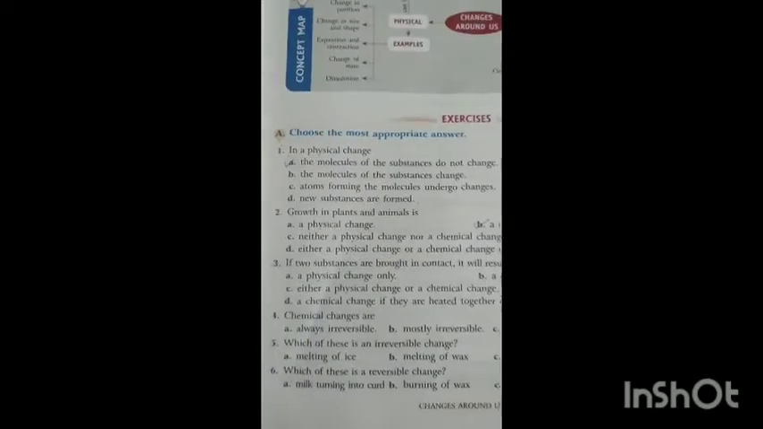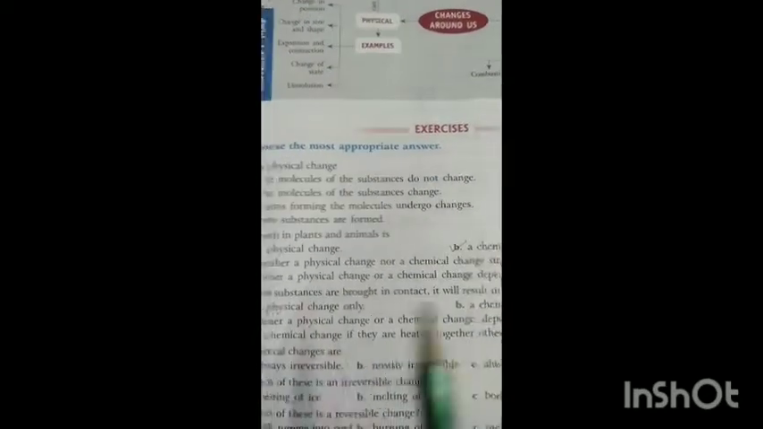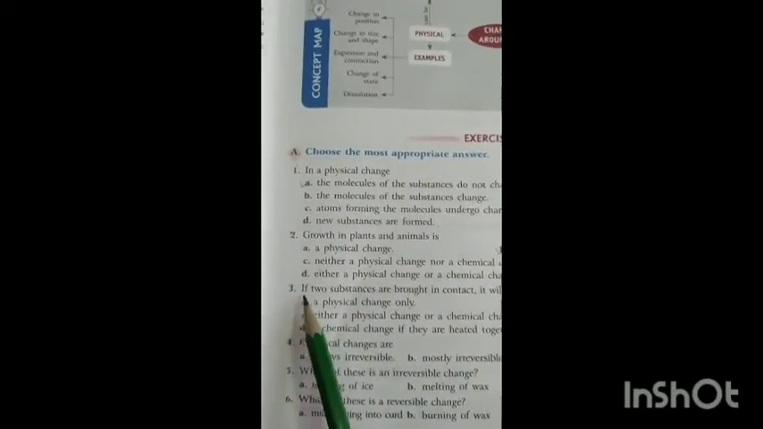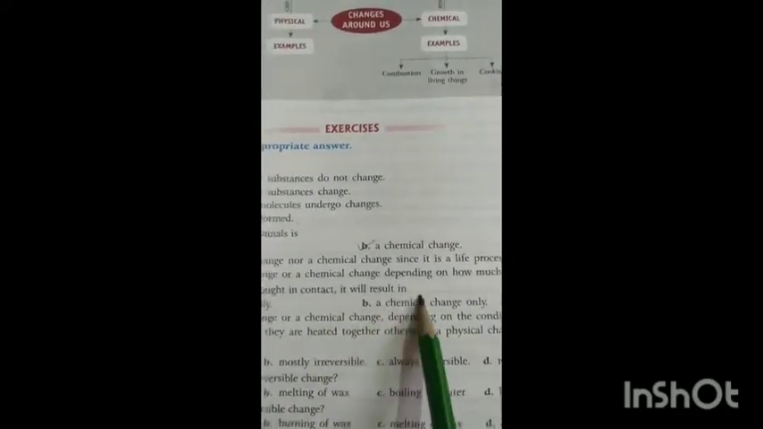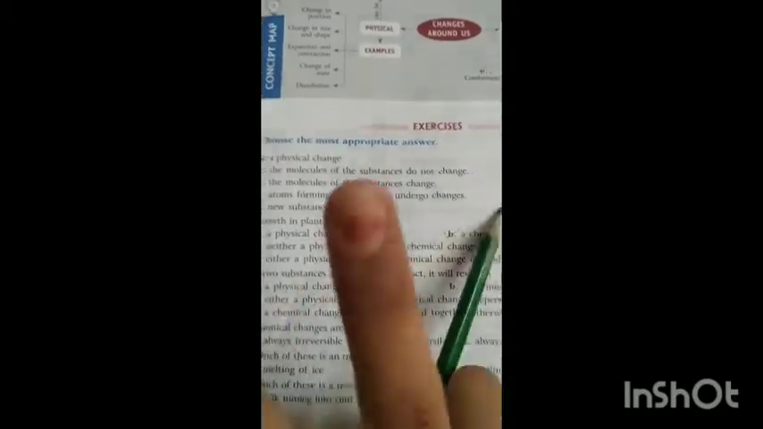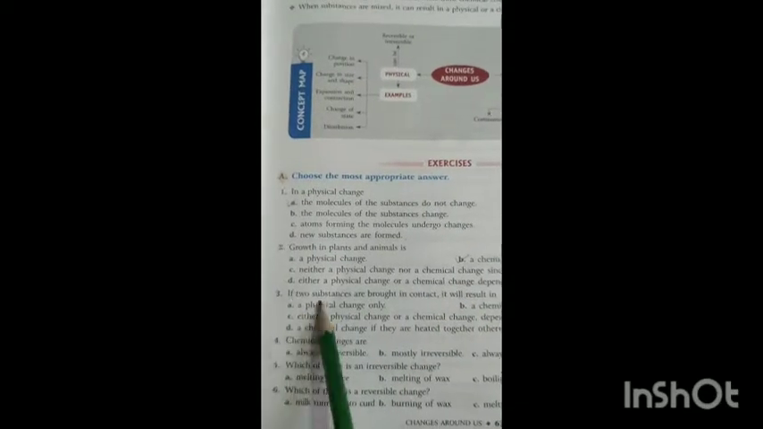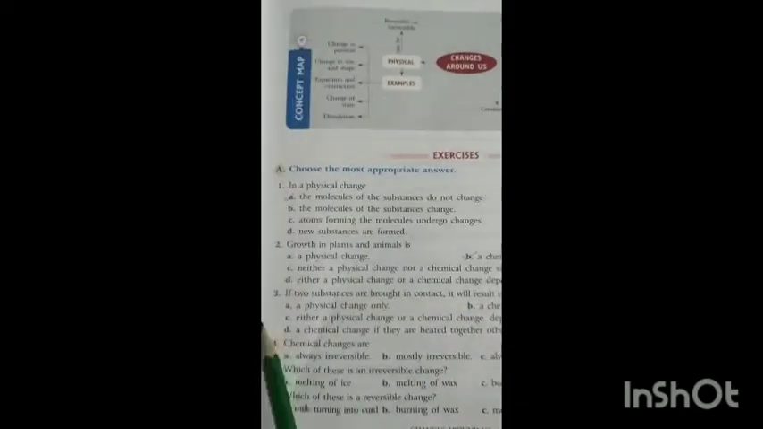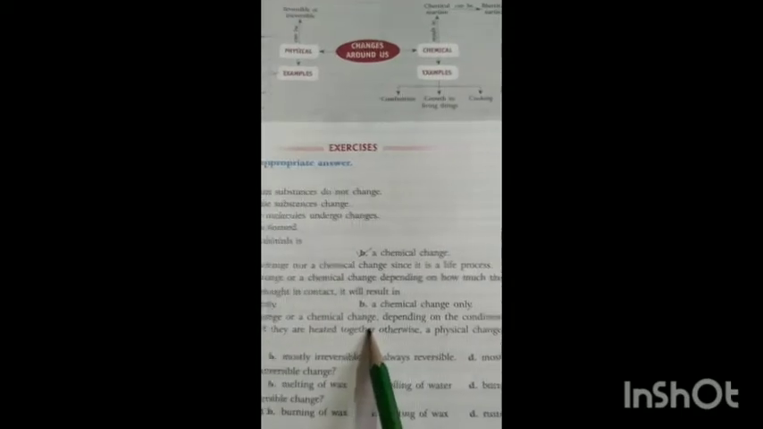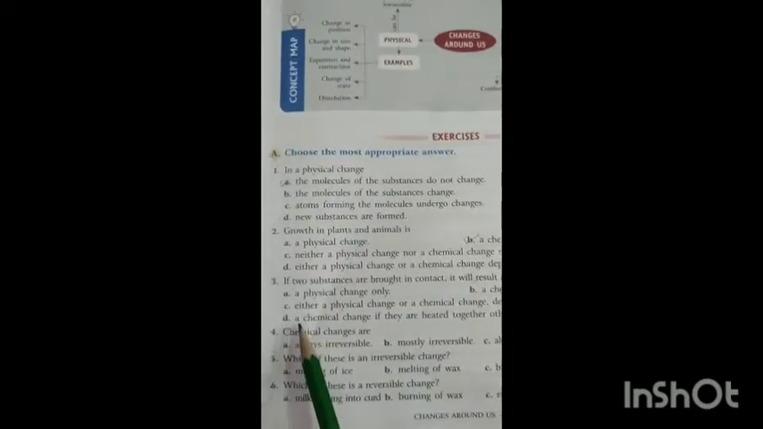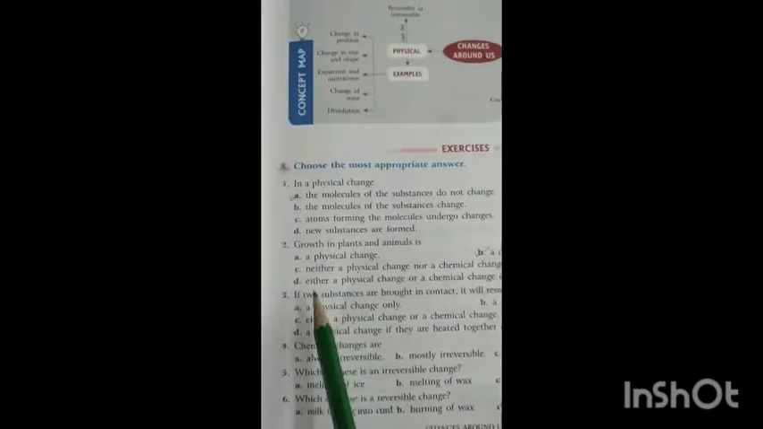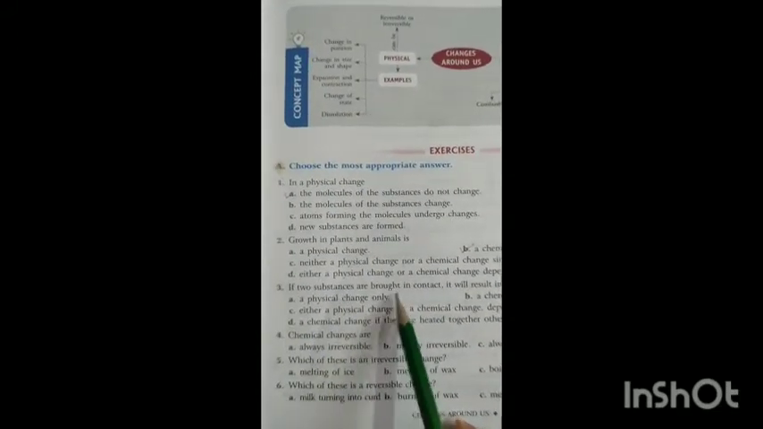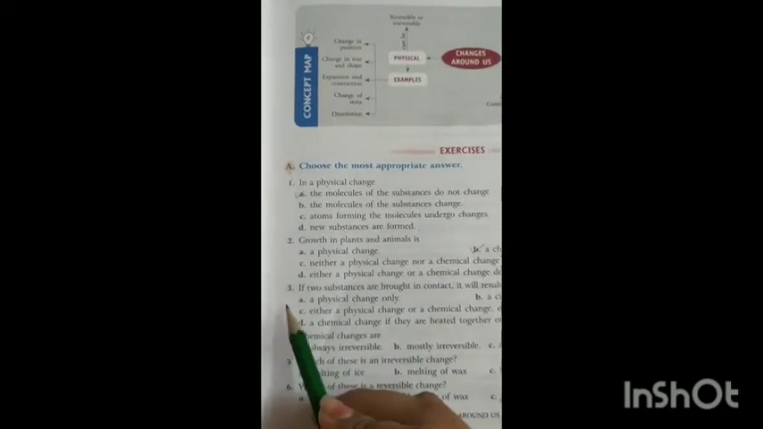Moving further, read question number 3 everyone. What does question 3 say? If two substances are brought in contact, it will result in A, a physical change only, B, a chemical change only, C, either a physical change or a chemical change depending on the condition, or D, a chemical change if they are heated together, otherwise a physical change. So if two substances, students, are brought in contact, it will result in C part.